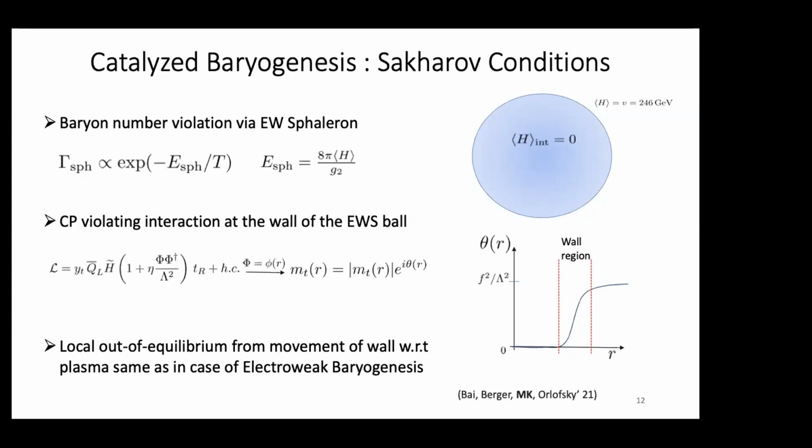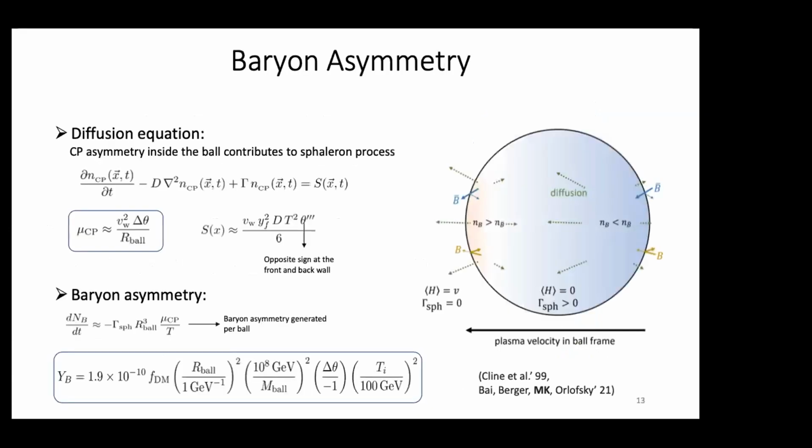The out of equilibrium condition is basically similar to what happens in the electroweak baryogenesis case, in that there is a movement of the wall with respect to the plasma. And so locally you get the out of equilibrium condition.